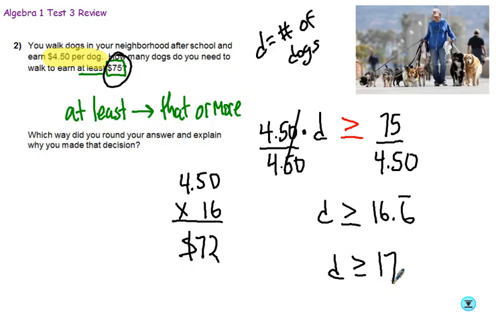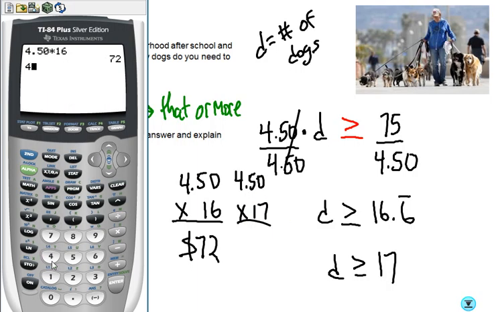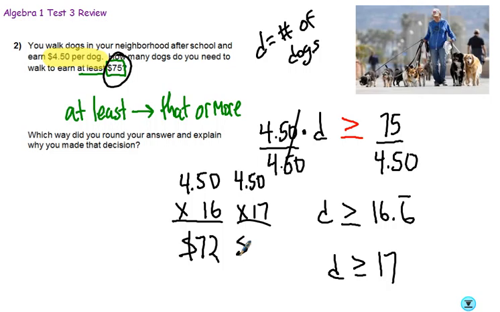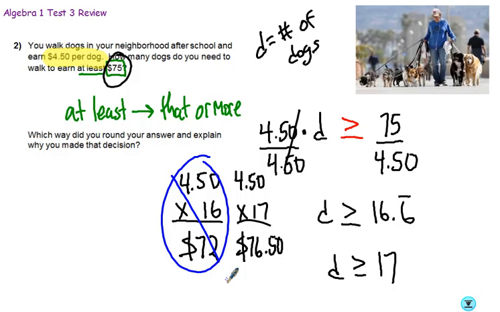So let's say I did 4.50 times 17. How much money would I make there? Well, 4.50 times 17, and I make $76.50. Now, it's not exactly 75, but remember we said that's okay. We just wanted to make at least 75. So if we walk 16 dogs, that's not enough. That would only give us $72. So to make the money that we want, we would have to walk 17 dogs.